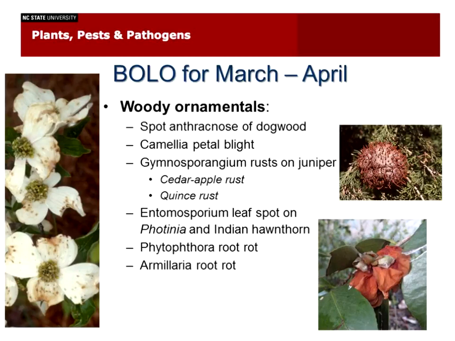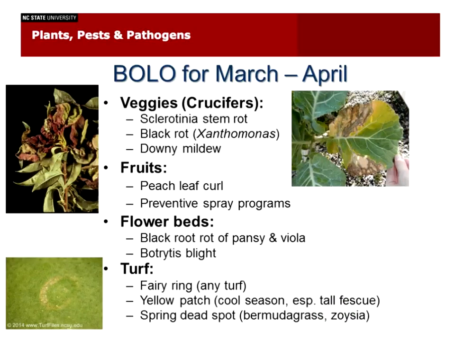Many things to keep watching for as temperature warms up. Spot anthracnose on dogwood, camellia petal blight. I have seen that this year. Last year it was very noticeably absent. The gymnosporangium rusts on juniper, cedar apple rust and quince rust, Entomosporium, we're still seeing that on our Indian hawthorns, and if there's any photinias left out there, Phytophthora and Armillaria root rots, of course, any time of year.